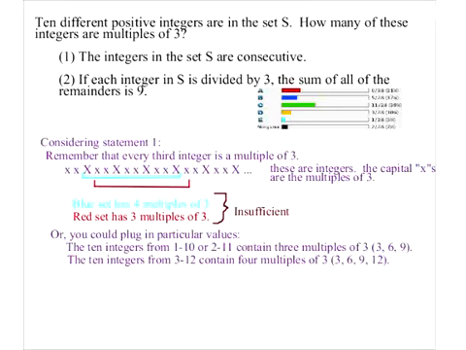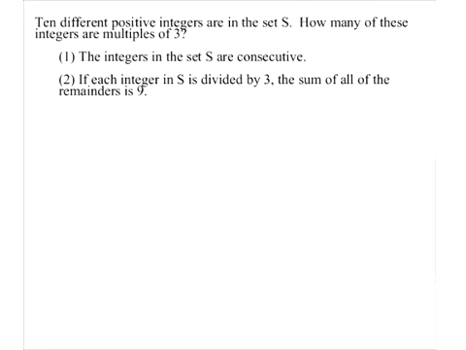Statement 2: if each integer is divided by 3, then the sum of all the remainders is 9. Let's examine this. Let's look at statement 2. Yeah, so Rishi, if you're taking a product of 3 consecutive numbers, but there are no products in this problem, so that rule would be irrelevant here.